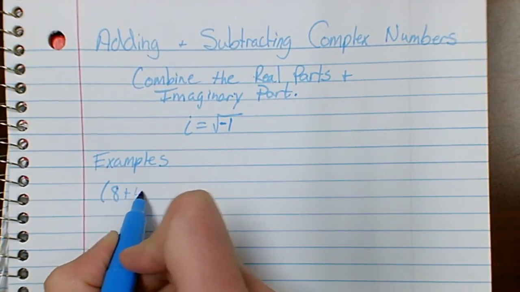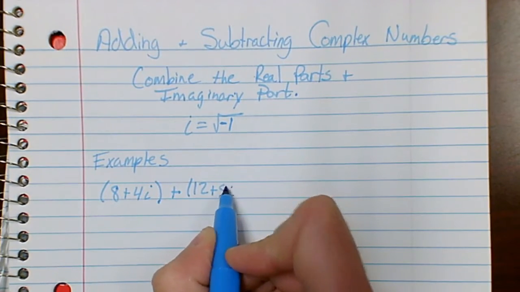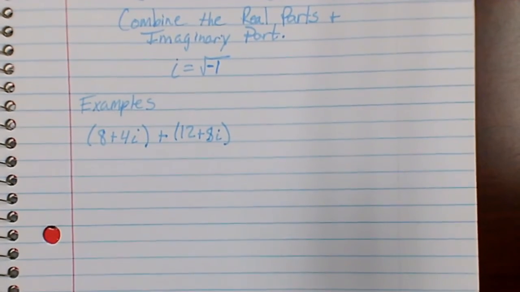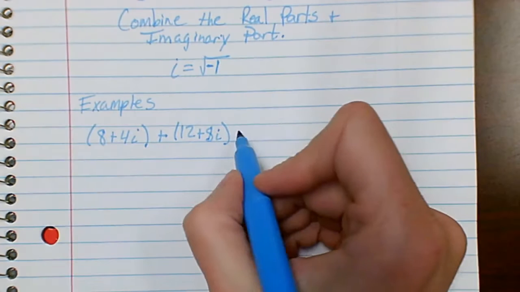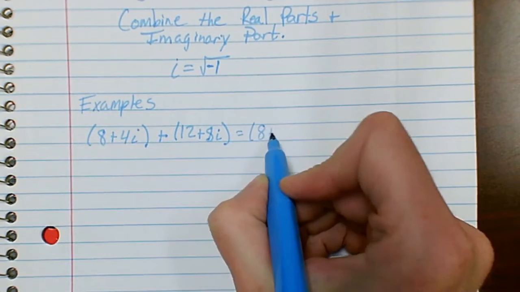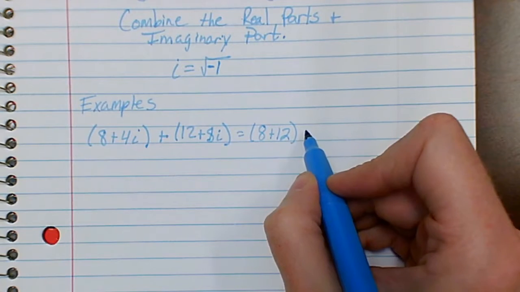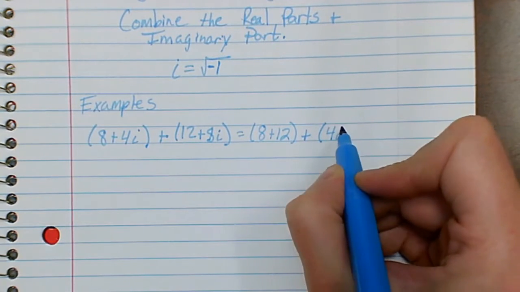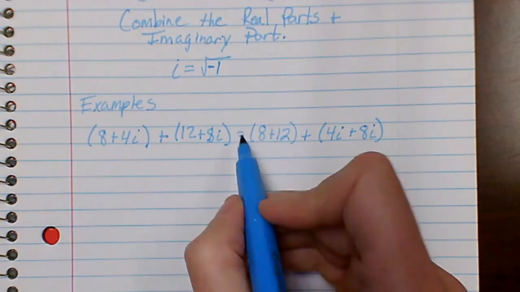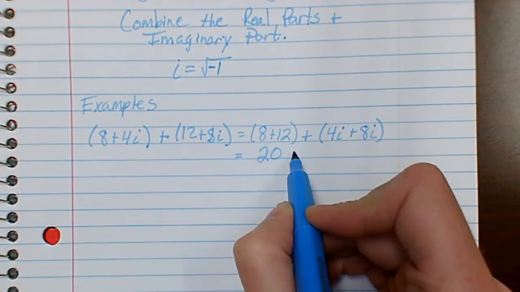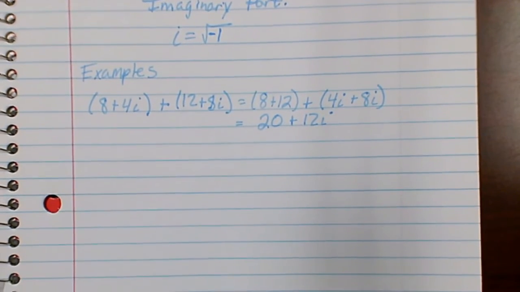So 8 plus 4i plus 12 plus 8i. The first example I will show you, I will write it out to where we can see the real parts and the imaginary parts together. So we're going to take 8 plus 12, since those are the real parts, and then we're going to add that to the imaginary parts. And you include the i in this. And then you have 20 plus 12i, and we are finished with adding.